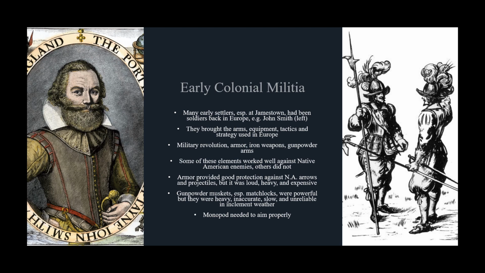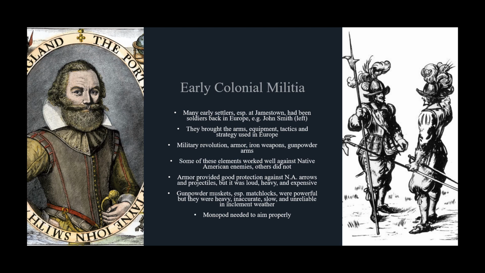Because of the strained relations, to say the least, between the early English colonists and Native Americans, the English colonies set up militias, copying the military traditions of the British Isles, which we discussed in a previous video. Many of the early settlers, especially at Jamestown, had been soldiers in Europe. A good example is Captain John Smith on the left-hand side of this slide. Captain John Smith was discussed in a previous video. The English colonists brought arms, equipment, and tactics and strategy used in Europe to their New World colonies.